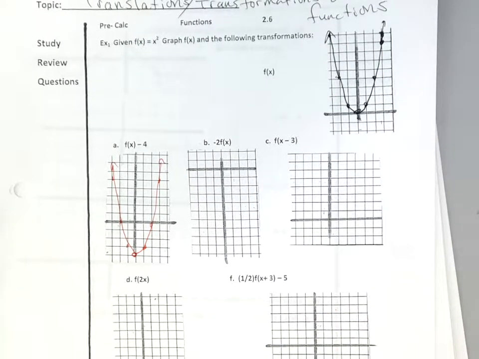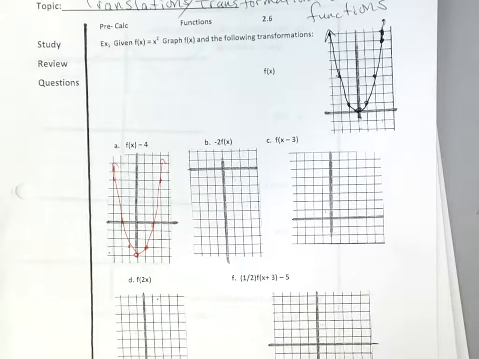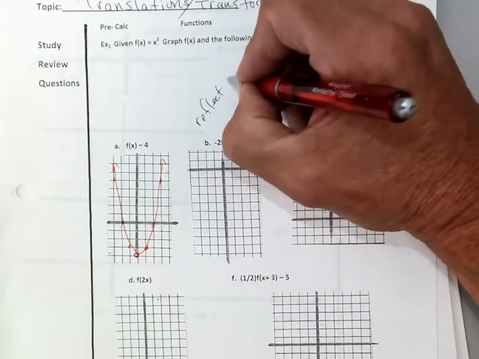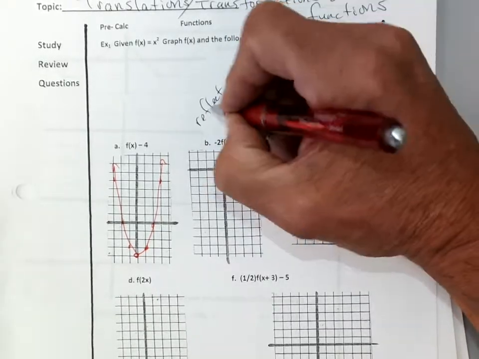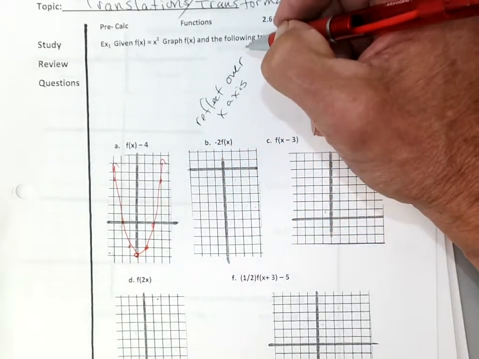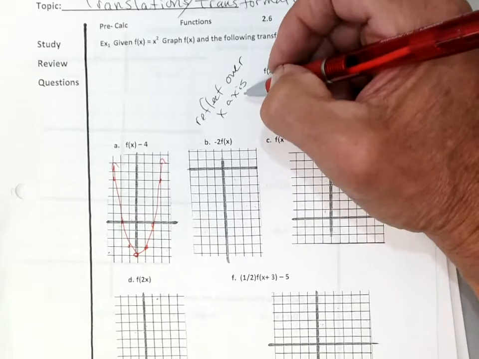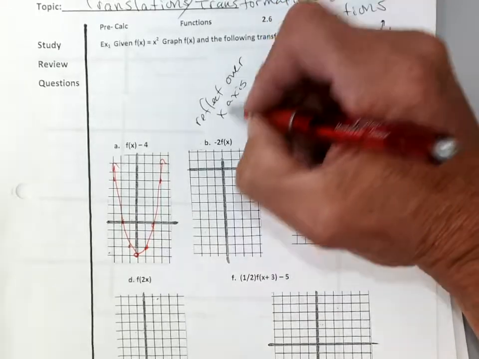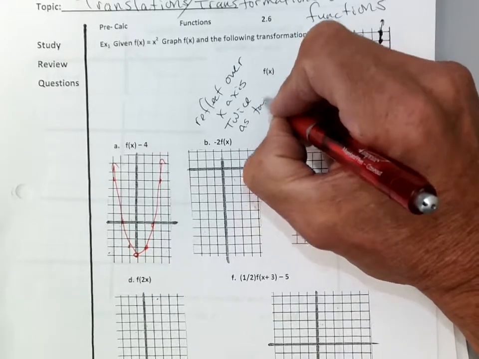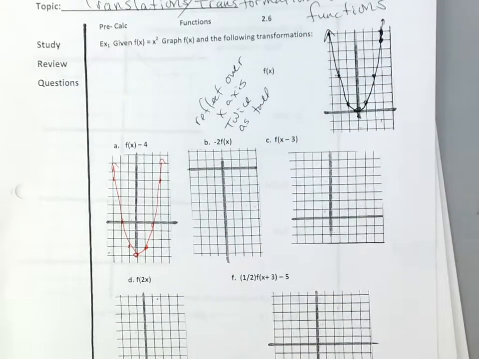B. What are we going to do? It's reflected, and then you stretch it times 2. Over the x-axis, and we're going to make it twice as tall. That makes sense? Twice as tall. But when we say tall, it's going down, right? So we're going to go twice as tall.